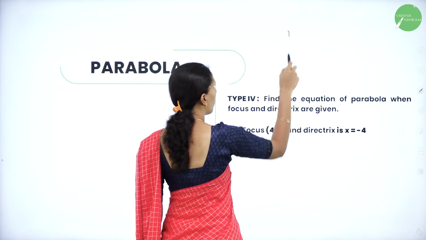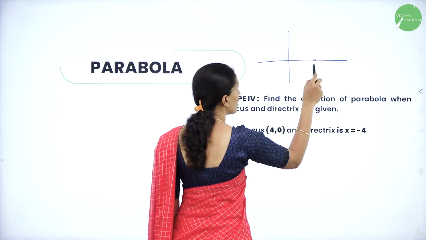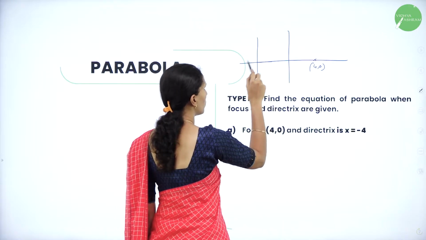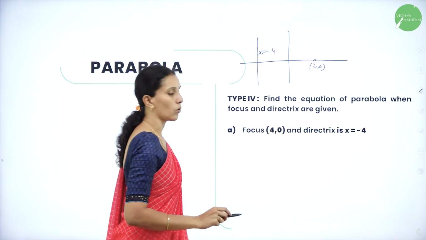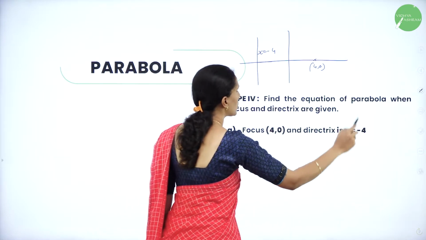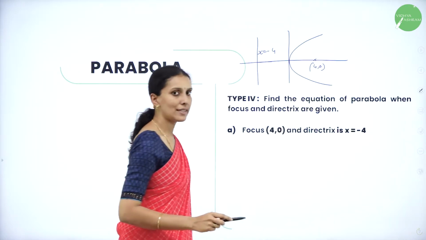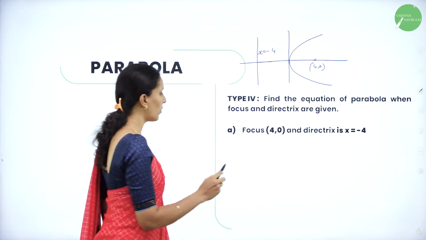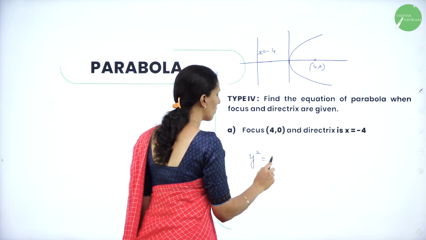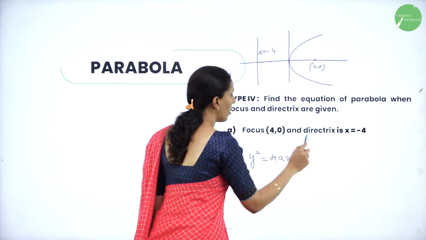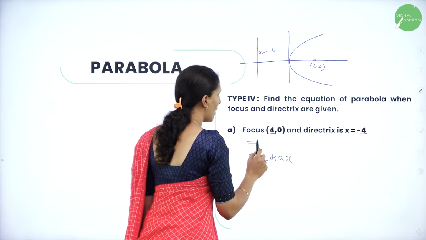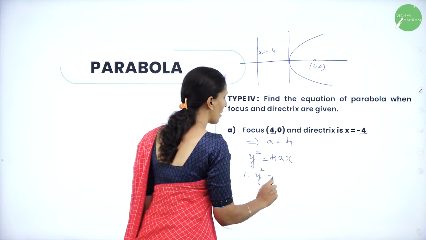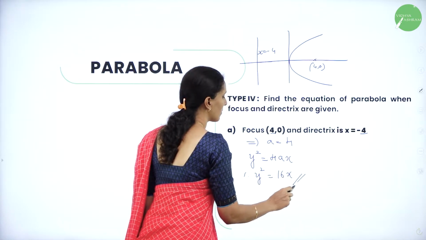That means my focus lies in this point. So this is my 4, 0 and directrix is x is equal to minus 4. So this is the line x is equal to minus 4. So clearly the equation says my parabola is right-handed. So therefore, what is the general equation of the right-handed parabola? It is y square is equal to 4ax. Now, according to the given condition, we can write a is equal to 4. So therefore, the equation of the parabola is y square is equal to 16x.